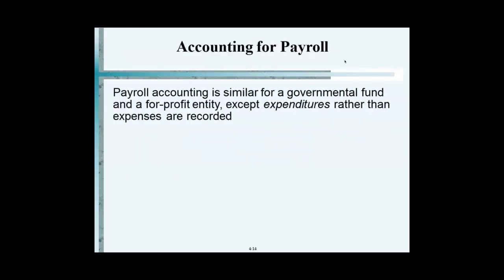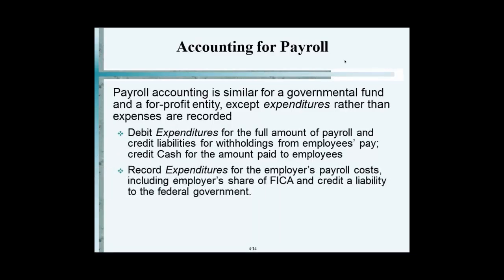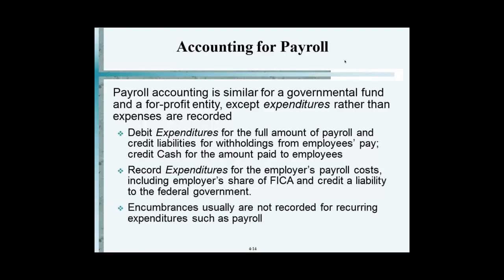Payroll. This is pretty straightforward, and I'm not going to go into this because it's very much like what you had for profit. You debit expenditures, credit cash, taxes, whatever you have. The important thing to remember here is this last piece, encumbrance. Remember I told you for everything you purchase in government, you should encumber first? Not for payroll. Because it's not really discretionary spending. You have payroll which comes up every 2 weeks and you pay. So no encumbrance entry for payroll.